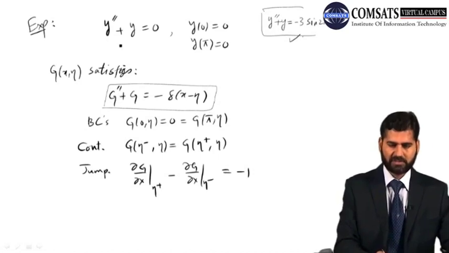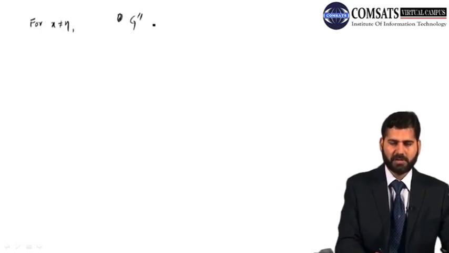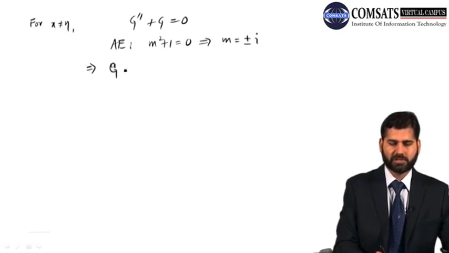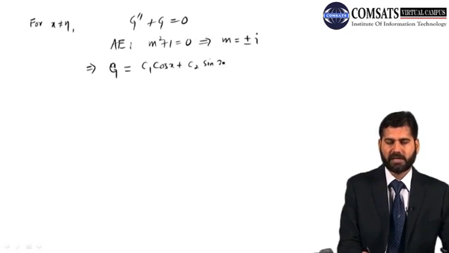So let's first solve this Green's function, and again we have to solve it when x is not equal to eta. We have g double prime plus g equal to 0. So from here, if we write the auxiliary equation, it is m square plus 1 is equal to 0. So m is equal to plus and minus iota. So this implies g has the form c1 cosine x plus c2 sine x.